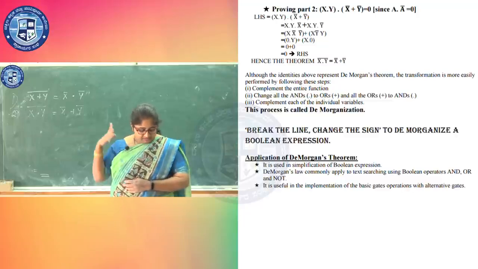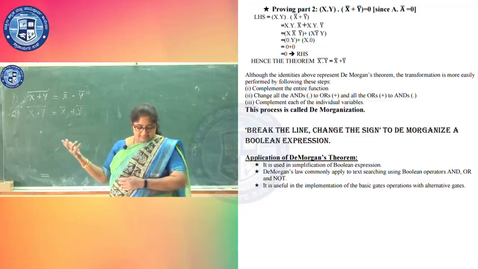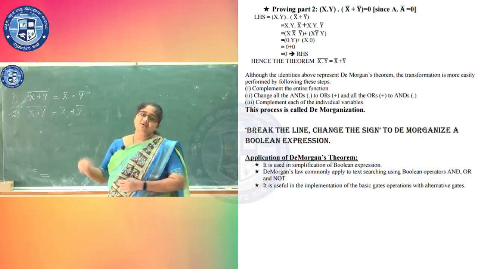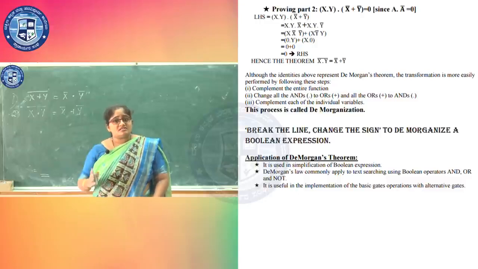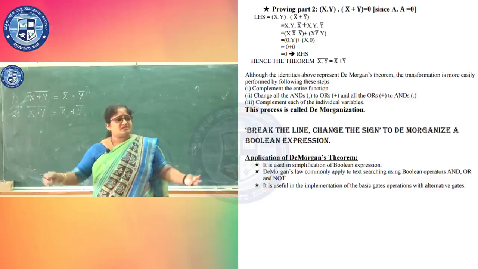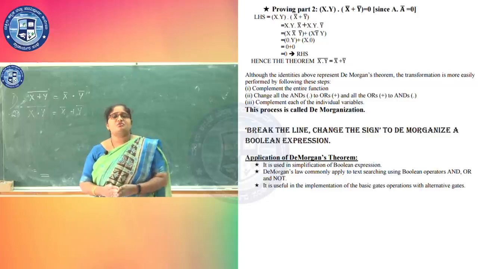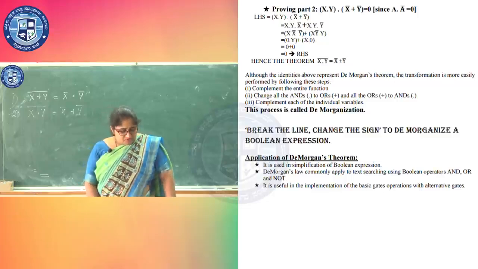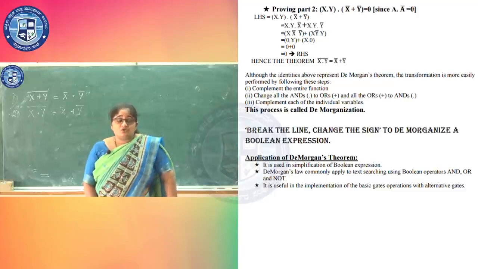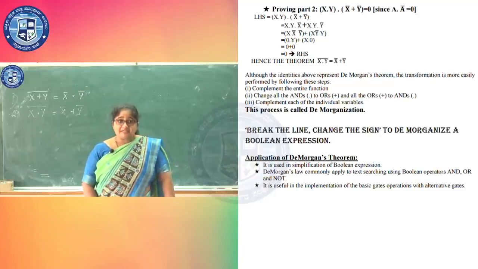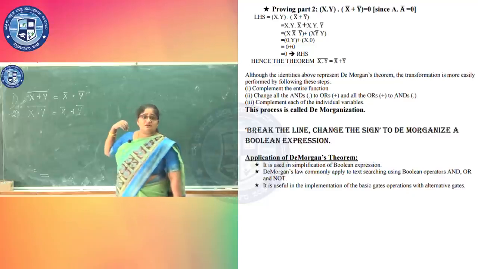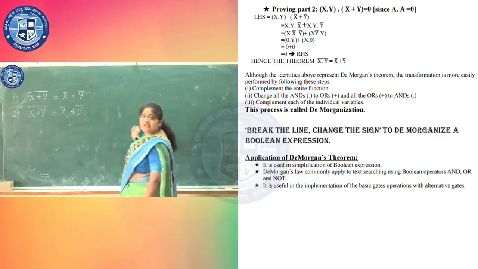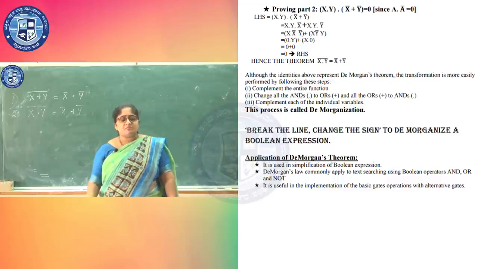I have highlighted the line for you. Break the line and change the sign to demorganize a Boolean expression. This theorem is mainly used to simplify the Boolean expression. If there is a big expression and we want to cut it short, then we will demorganize it. So, where are De Morgan's theorems used? The applications: it is used in simplification of Boolean expressions. As we did now, we can simplify the whole expression into just the number 1.